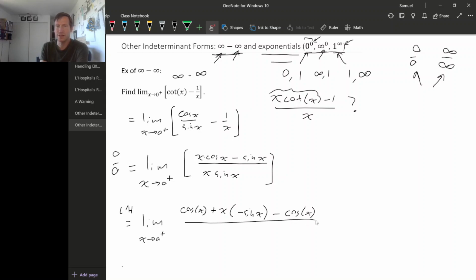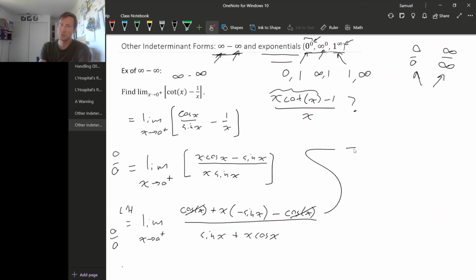all over. And then in the denominator, we need to use the product rule again. So we get sine x plus x cosine x. Okay, now this simplifies, right? These are gone. And we're left with minus x sine x over sine x plus x cosine x. And x is going to 0. Well, this actually still gives us an indeterminate form. It still gives us 0 over 0.